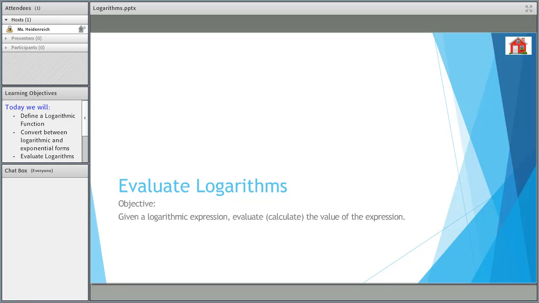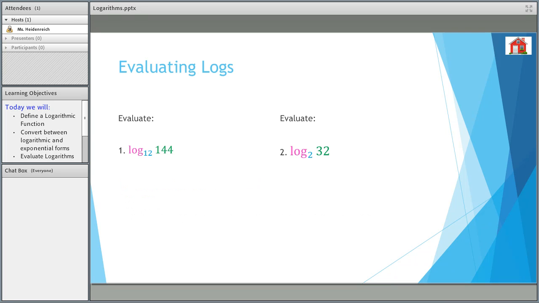Okay, we're ready to evaluate logarithms right now, which means that we can calculate the value of a logarithmic expression. So let's go ahead and look at a problem here. This time they haven't given us basically what is the answer on the right side. And the way I would suggest to you to do this would be to ask yourself this question, because remember that a log is an exponent. They're asking you, what is the exponent on 12 that gives you 144?